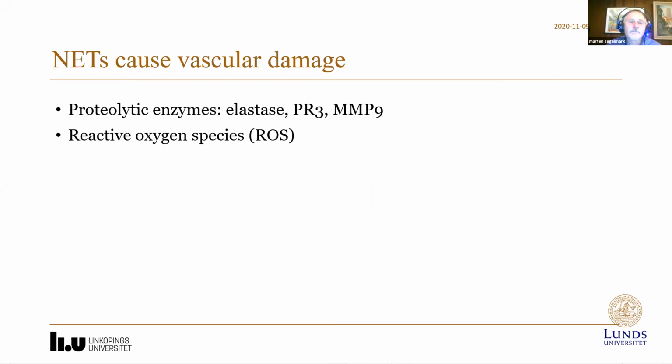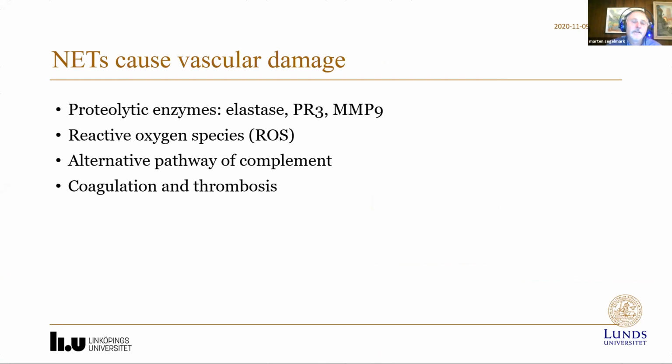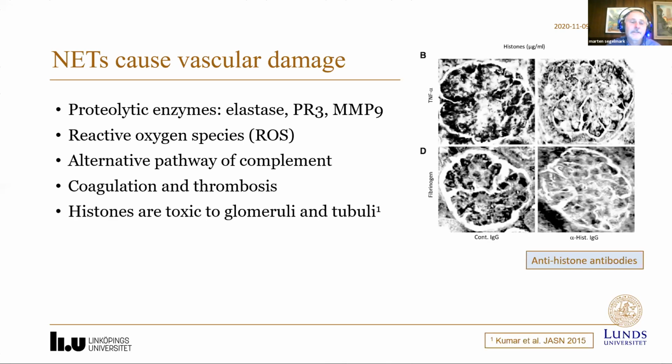These nets, neutrophil extracellular traps, can cause vascular damage through proteolytic enzymes and reactive oxygen species. And on the surface of these dying neutrophils, you get complement activation, alternate pathway. It also leads to coagulation and thrombosis. Actually, all types of thrombi formed in pulmonary embolisms and venous thrombosis contain a lot of these nets. And the histones that are released are toxic to the kidneys and to other blood vessels in the body.